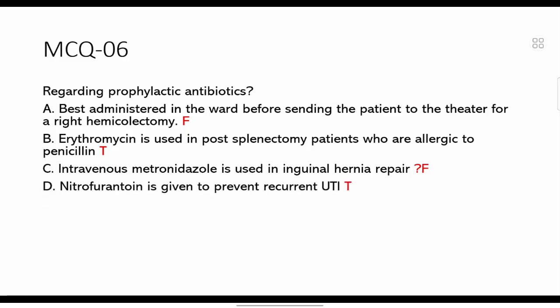The other one is nitrofurantoin is given to prevent recurrent UTI. We have studied this 1,000 times, even in pediatrics. Nitrofurantoin is used as an antiseptic to prevent recurrent UTI. So they have asked it in surgery. So that is true. There are several options. Cefalexin we can use. Nitrofurantoin is another option.